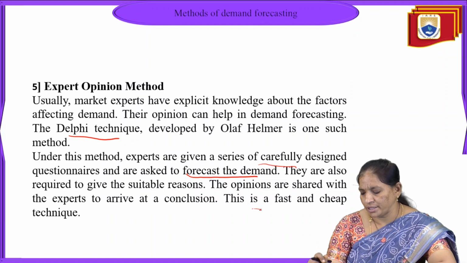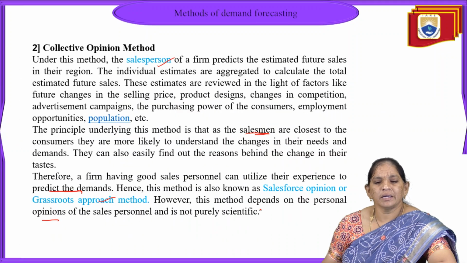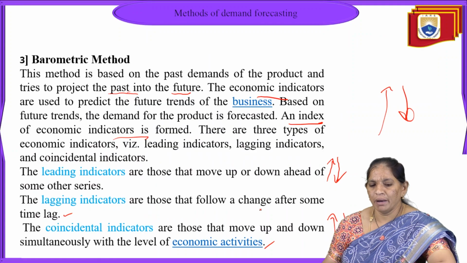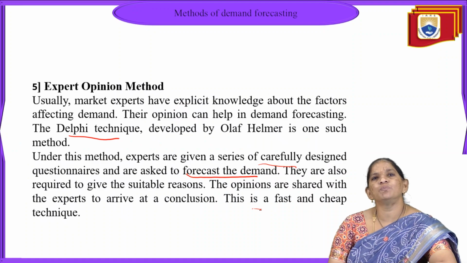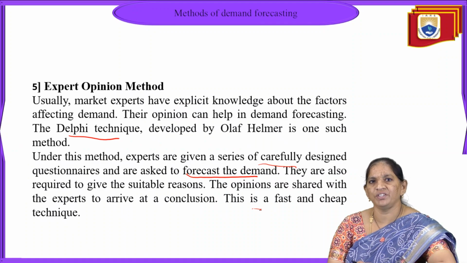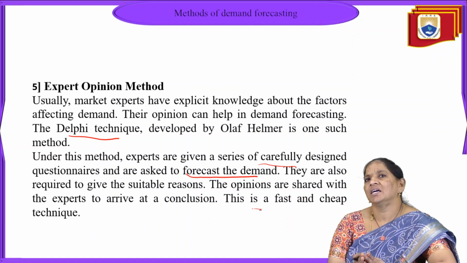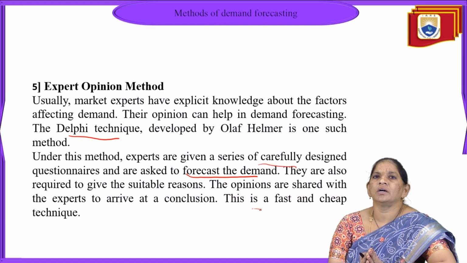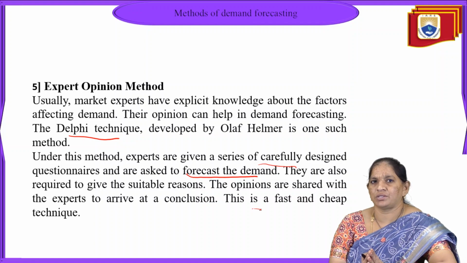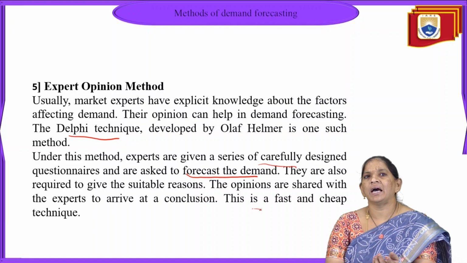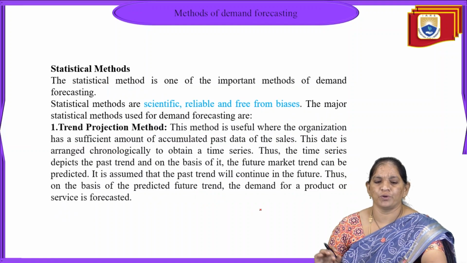So the above methods, that is the consumer survey method, collective opinion method, barometric method, market experiment method and expert opinion method or Delphi technique. So these are the 5 methods which we can explain relating to the qualitative analysis of demand forecasting. And another thing we have is quantitative analysis of demand forecasting.